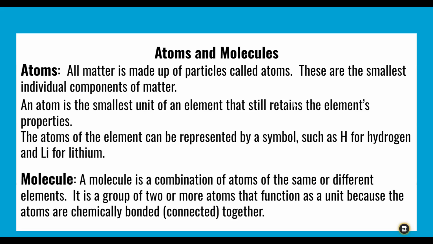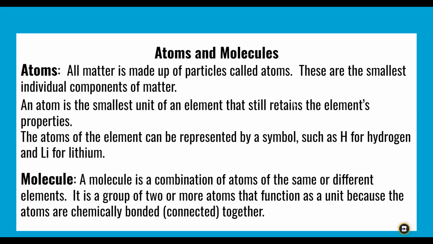Now, let's look at atoms and molecules. All matter is made up of particles called atoms. These are the smallest individual components of matter. Okay. An atom is the smallest unit of an element that still retains the element's properties. Okay. Like you go to the periodic table, you see them and they're represented by symbols.